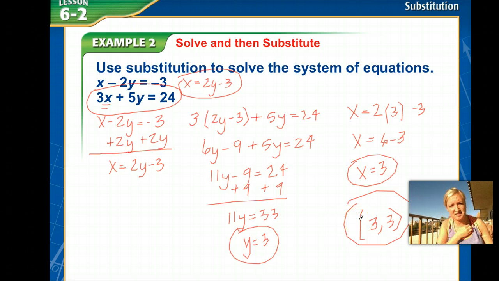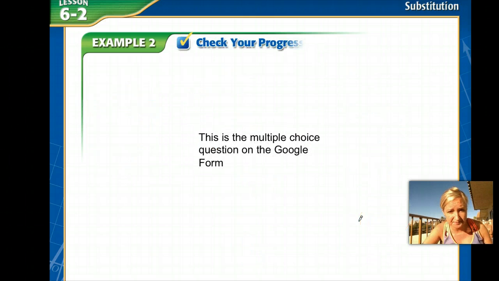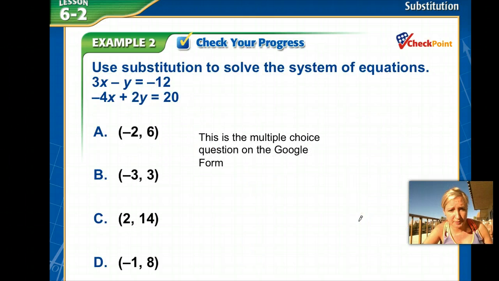All right, hopefully this is making sense. It'll make more sense the more practice that you have. This is the multiple choice question on the Google form. Notice that it's example 2, meaning that neither equation is set equal to x or y. So your first step is to set one of these equations equal to x or y, substitute it in and solve for x or y, and then do it again to solve for the other variable.